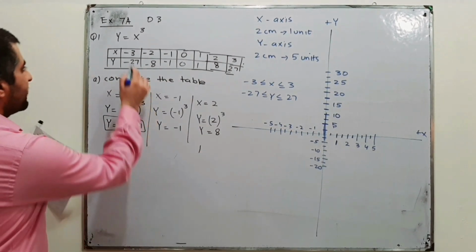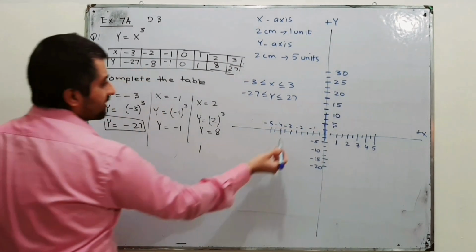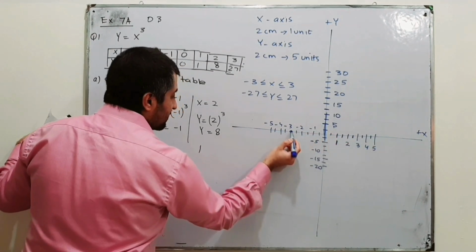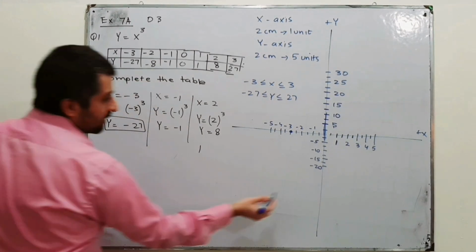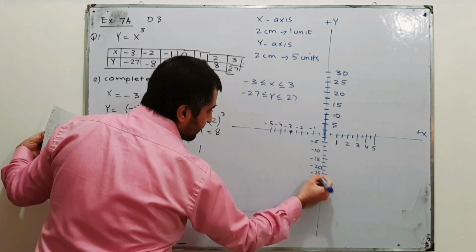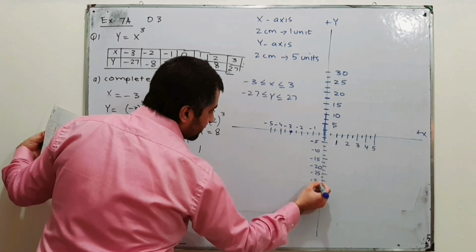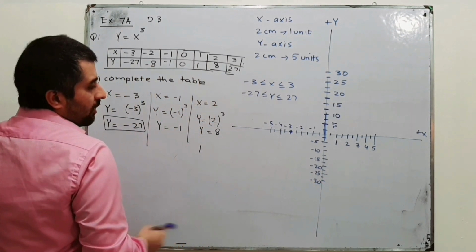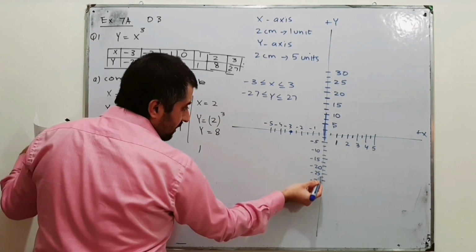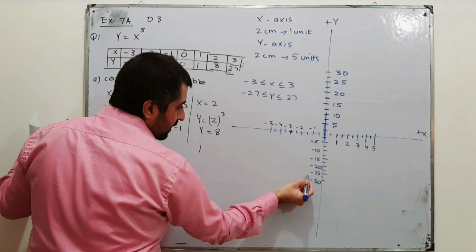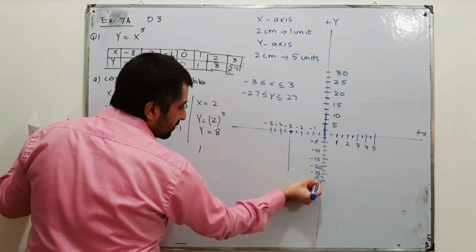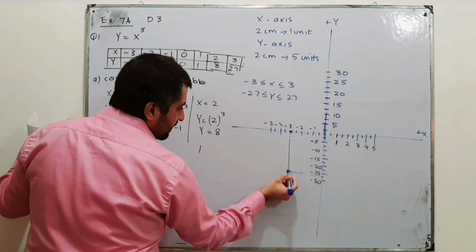So when x is -3, y is -27. When x is -3, this is x-axis, x is -3, y is -27. Okay, need to go a little bit further, -25. Okay, this is -30. So when x is -3, y is -27, maybe over here. Okay, locate the point over here, like this and like this. Suppose -27 is over here, this one.